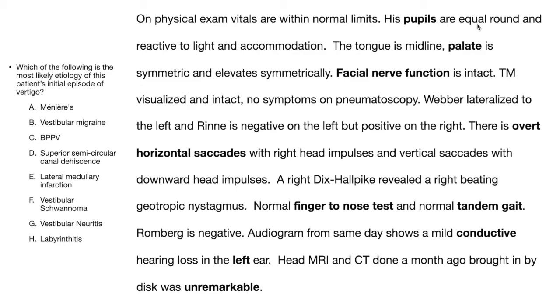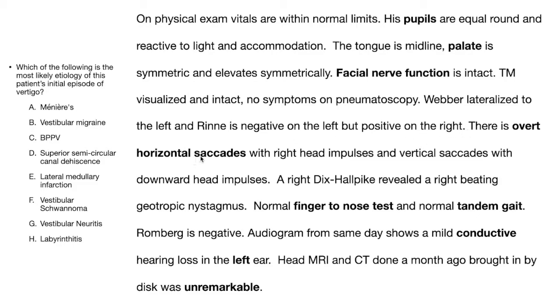His pupils are equal, round, and reactive to light and accommodation. Remember how we were talking about lateral medullary infarction where he might have Horner's syndrome. Tongue is midline, palate is symmetric and elevates symmetrically. Facial nerve function is intact. TM visualized and intact. No symptoms on pneumatoscopy. Weber lateralizes to the left, and Rinne is negative on the left but positive on the right. This is a conductive hearing loss to the left.